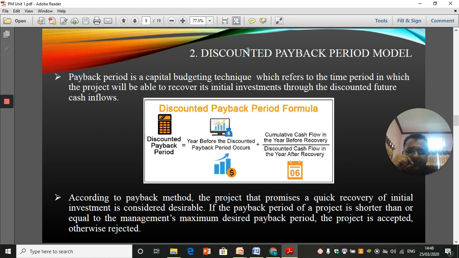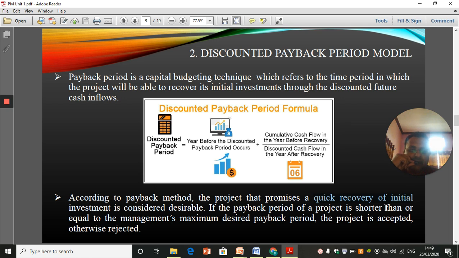Now, discounted payback period. Discounted payback period is a capital budgeting technique which refers to the time period in which the project will be able to recover its initial investment through the discounted future cash inflows. So here we are considering the time value of money. This is a discounting technique, and what we do is we discount all the future cash inflows and bring them to the present level. Then we calculate in how many years we'll be able to recover the initial investment, and that is our discounted payback period. And same as payback period, the project having quick recovery of initial investment will be selected.